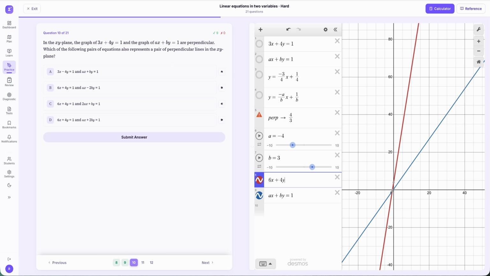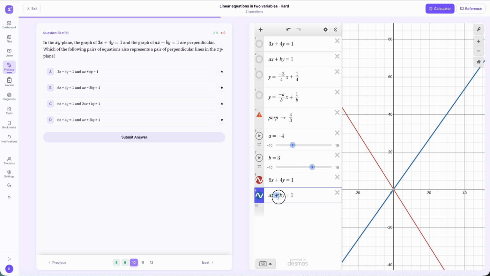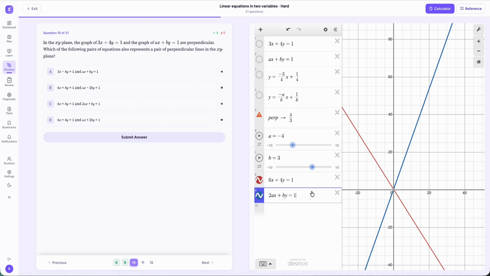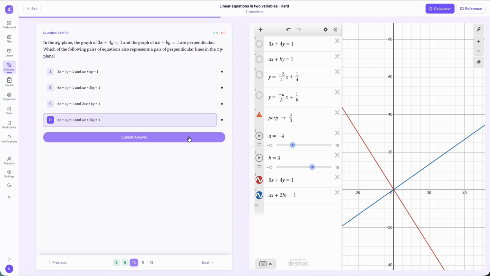If I put in B, what's that going to look like? ax minus 2by. Those don't look perpendicular either. Then C has the same equation, but then it's 2ax plus by equals 1. Still not perpendicular. Last one, ax plus 2by equals 1. There we go. Those look perpendicular. So that's how you can do this one.